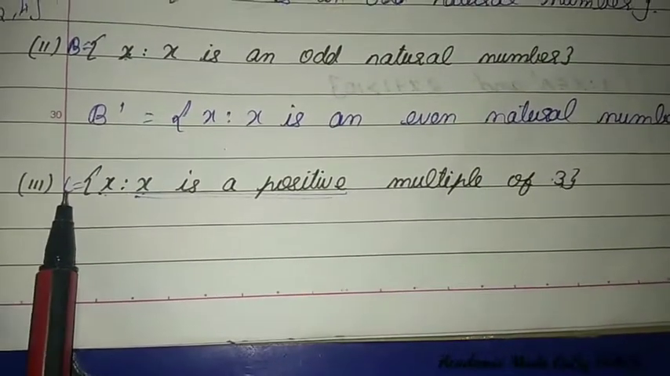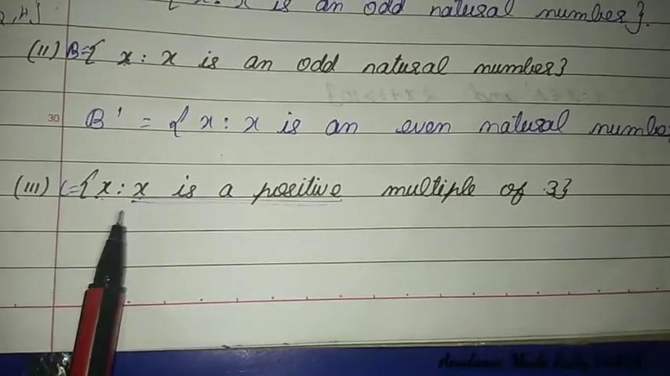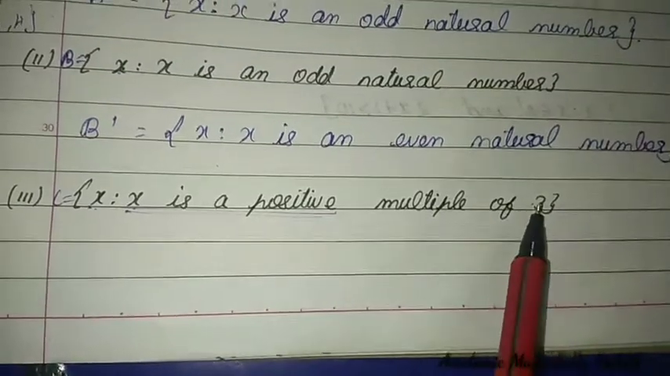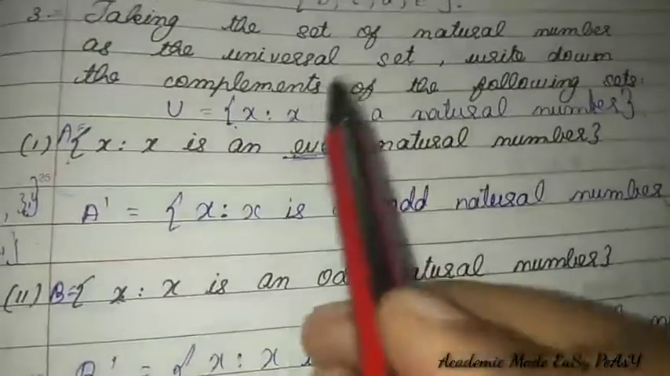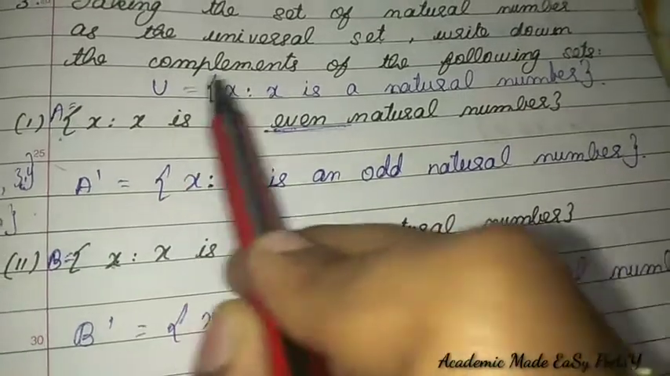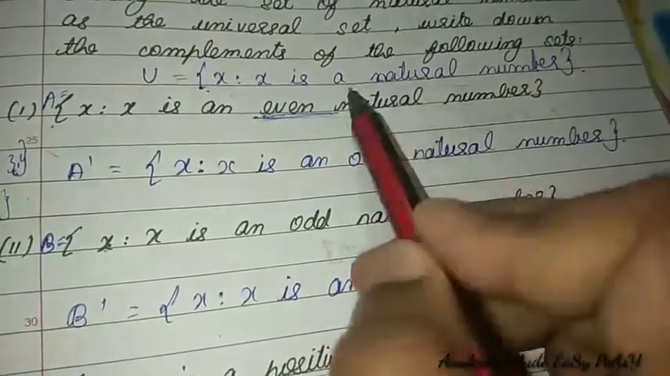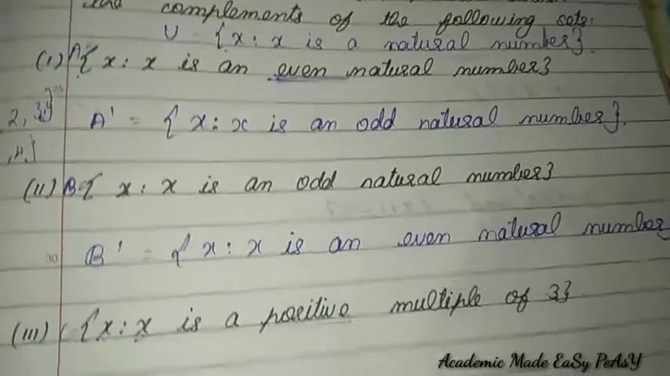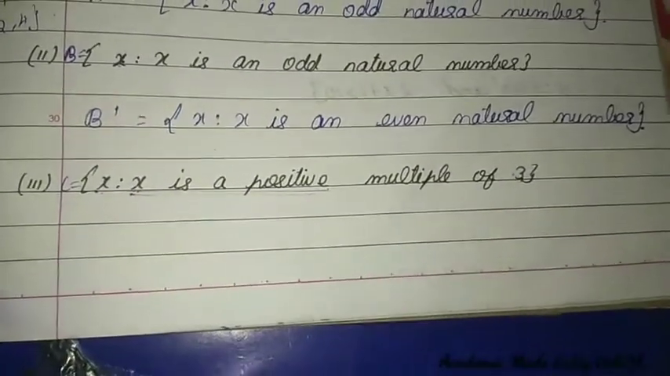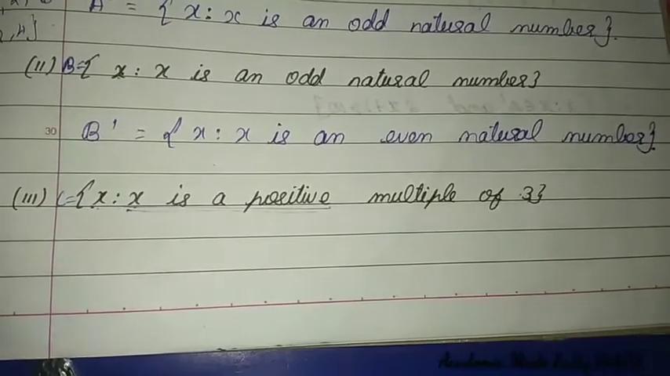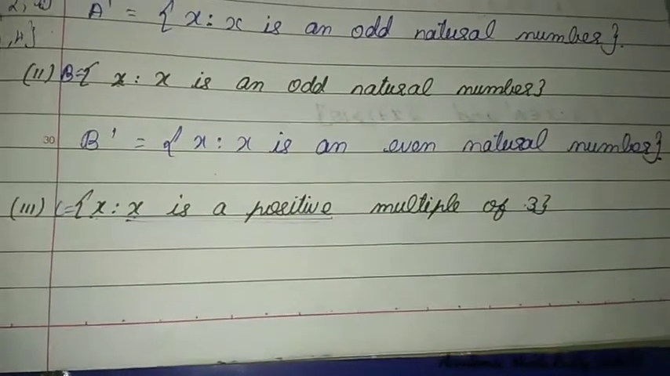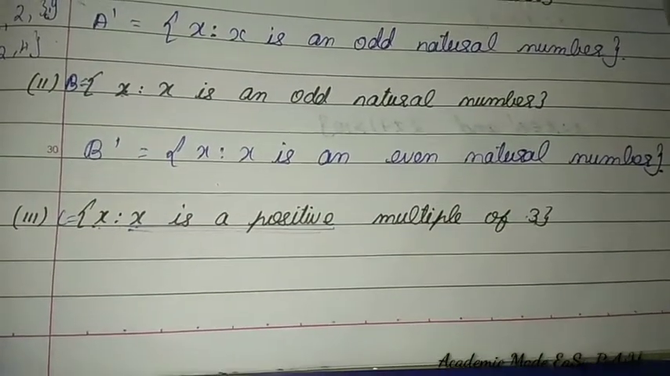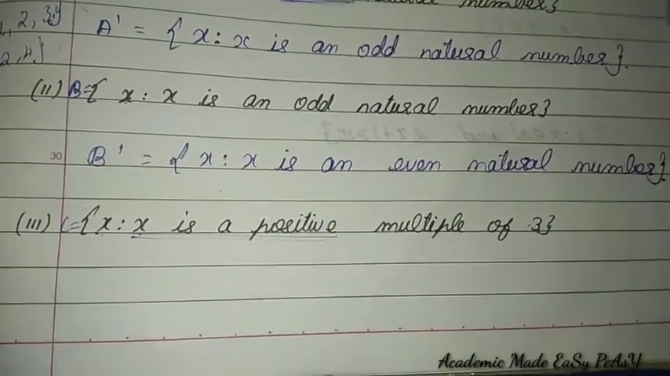Third subdivision, let this be C. Set C is equal to {x such that x is a positive multiple of 3}. Is that clear? So what is given in the universal set? {x such that x is a natural number}. Keep this in mind: U is equal to only natural numbers. And here it is only positive multiples of 3. Positive multiples of 3 start from 3, 6, 9, etc., isn't it? So therefore it automatically belongs to natural numbers also.